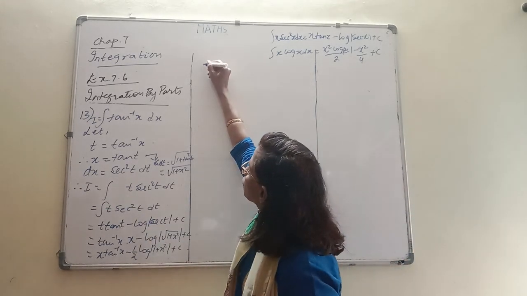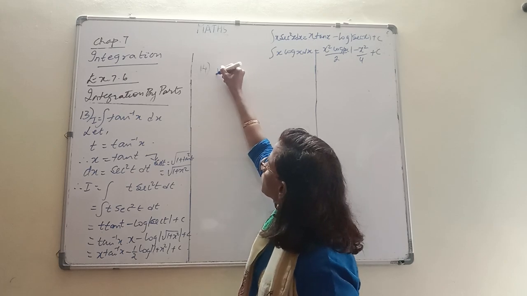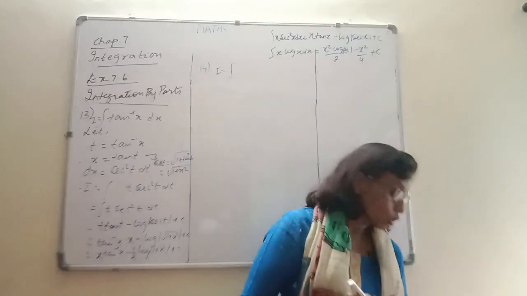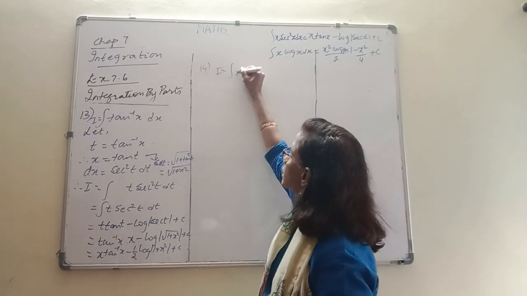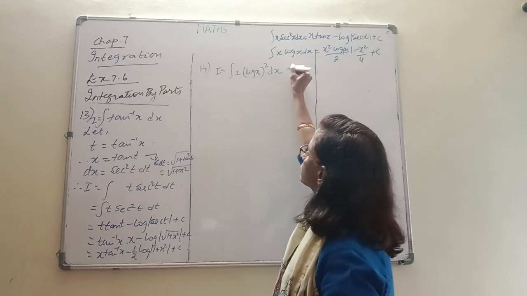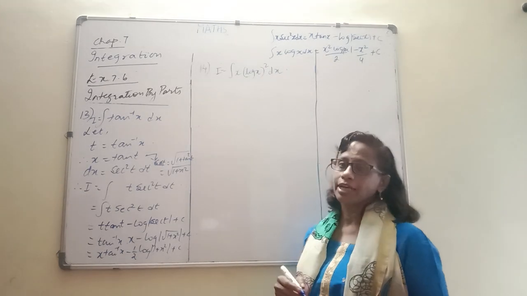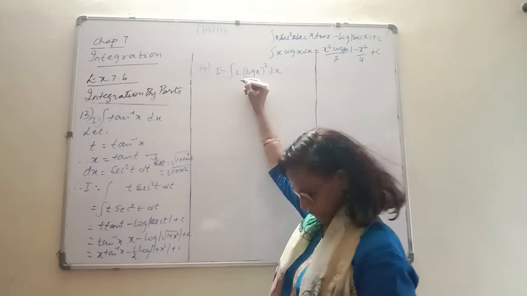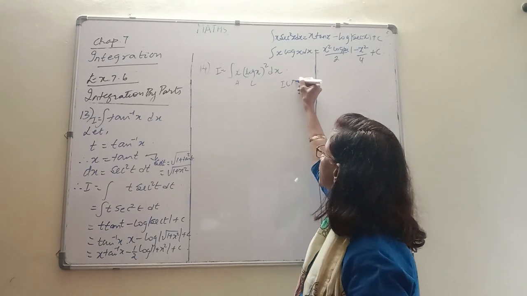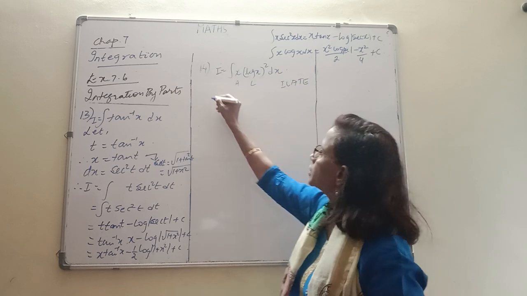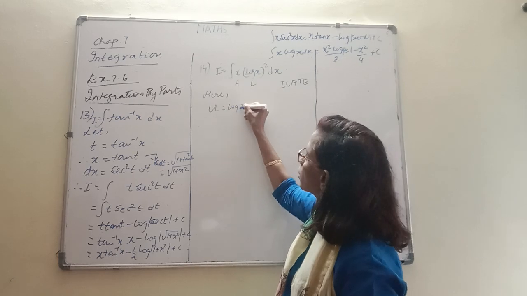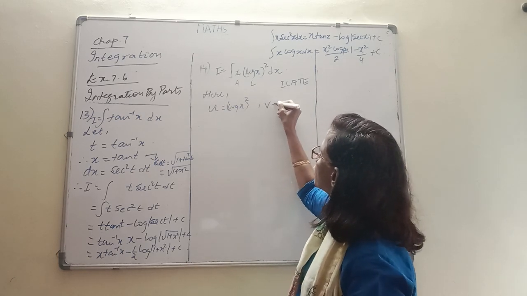As a result, we could take the 14th problem. The 14th problem says it is integral of x times log x the whole square dx. Now as we always do, we will apply our isolate. It's very clear to us that x for us is an algebraic function, and this is the log function, and we have the isolate which says that log comes first. So let's apply the u and v. u for us is log x the whole square, and v for us is x.